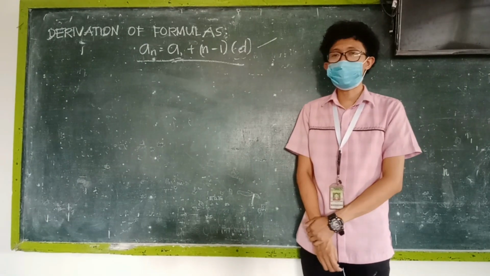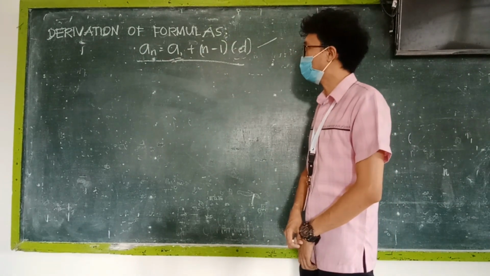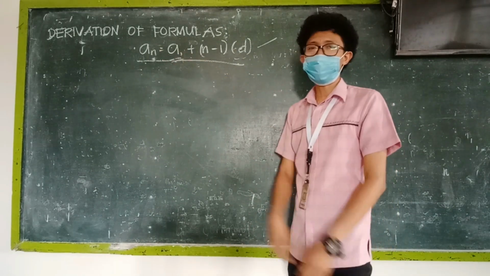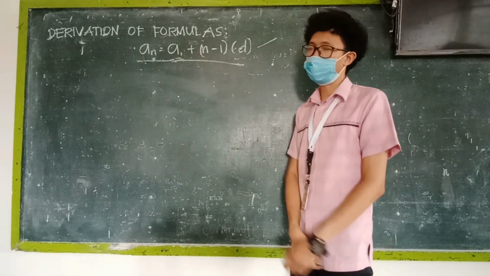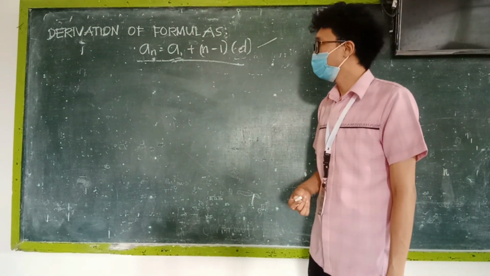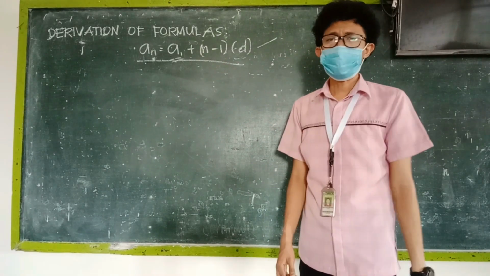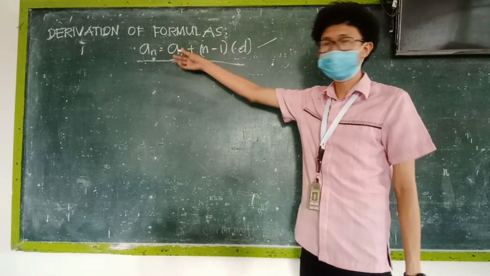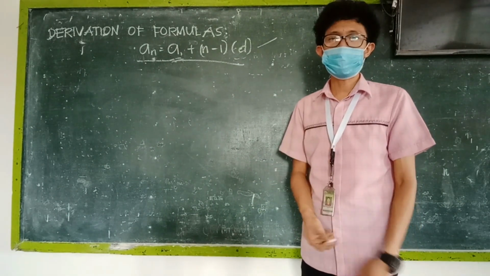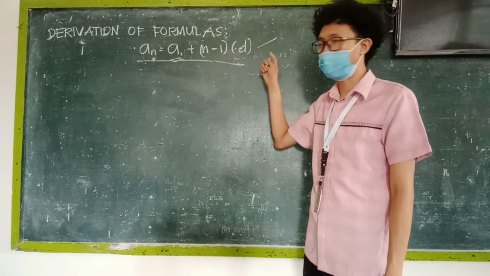So we have here the formula of getting the nth term of the arithmetic sequence. A sub n is equal to a sub 1 plus n minus 1 times d, where a sub n is the nth term of the sequence, a sub 1 is the first term of the sequence, n is the number of terms in the sequence, and d the common difference. Now, titignan natin ulit yung formula. A sub n is equal to a sub 1 plus n minus 1 times d. Paano kapag ang hinahanap natin a sub 1, paano kapag ang hinahanap natin is n, o ang hinahanap natin is ang d. So ngayon, i-derive natin ang mga formulas kung ang hinahanap naman ay a sub 1, n, at saka d.